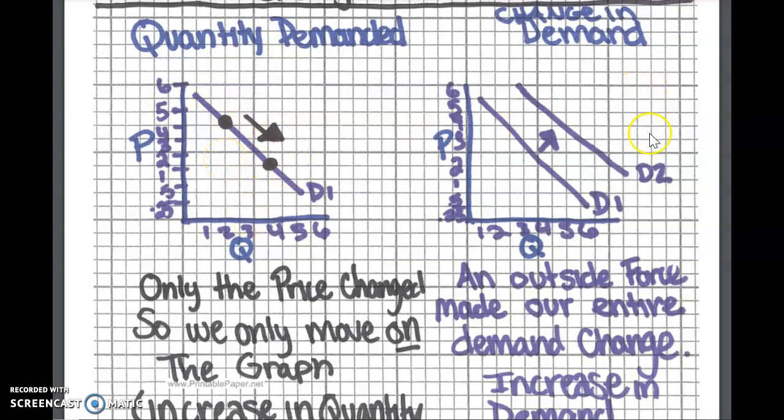So if we look over here though, this is showing a change in demand. What that means is something in the environment around our market changed and the number of people willing to buy it changed.